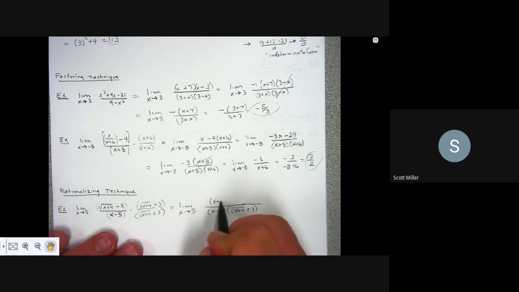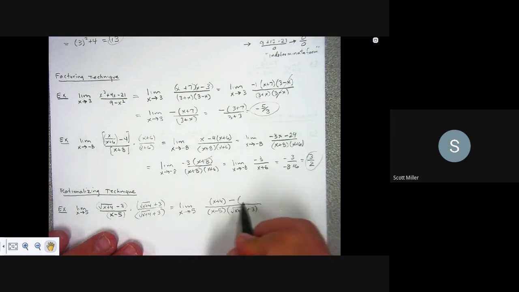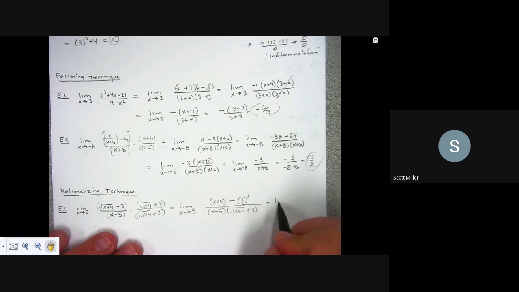If I multiply all this out, remember it's the difference of two squares, so it becomes this quantity squared, that's x plus 4, minus this quantity squared, which is 3 squared. Then you can see clearly that on top it's going to become the expression x minus 5, thereby removing the x minus 5 on the bottom. Sorry, I didn't write enough room. So this expression right here is that.